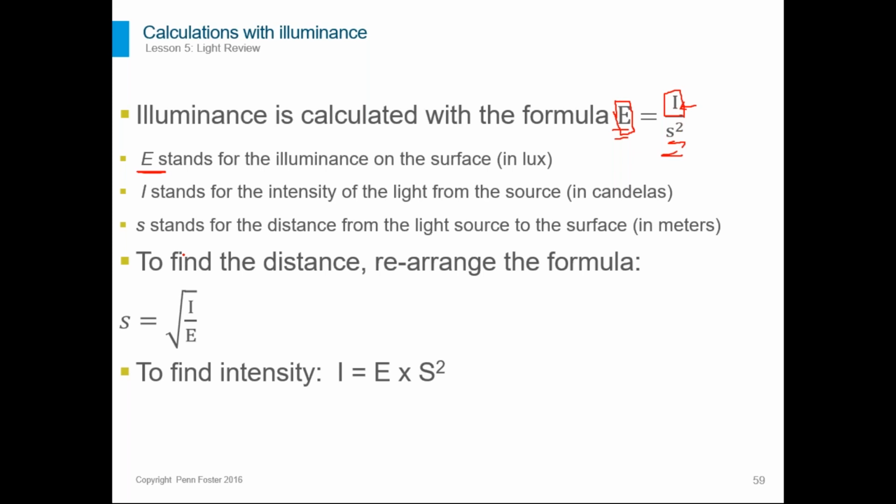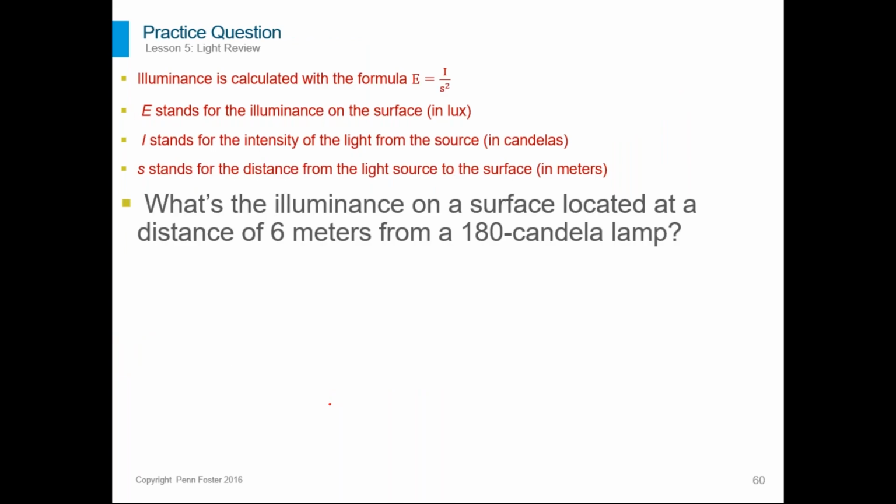And then you can rearrange this formula. This is the same formula rearranged. If we want to find distance, we take the intensity divided by the illuminance, and we take the square root of whatever we get, and that tells us how far away the light is. Or you could also flip it around and find the intensity of the source. If you know the illuminance at the surface and you know the distance, you could use that to find intensity at the source. So here are some practice problems.